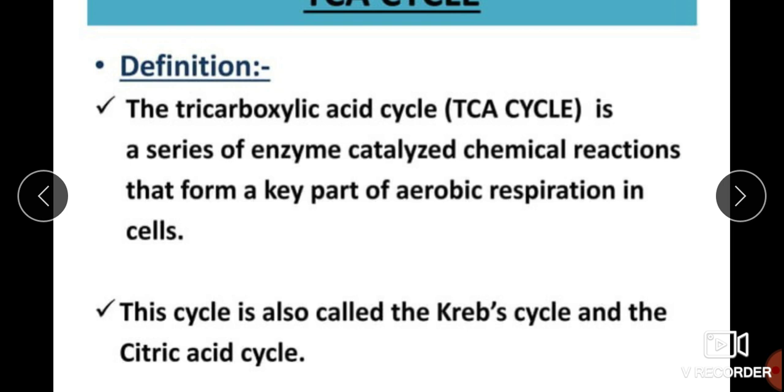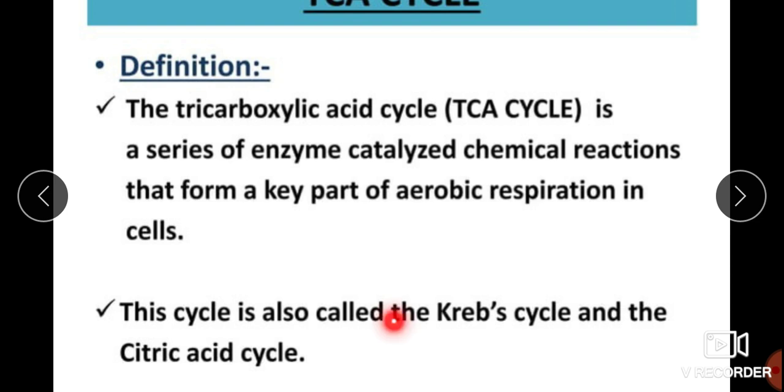Definition: the TCA cycle is called the tricarboxylic acid cycle because the first compound formed in the cycle has three carboxylic groups. This cycle is a series of enzyme-catalyzed chemical reactions that forms a key part of aerobic respiration in a cell.